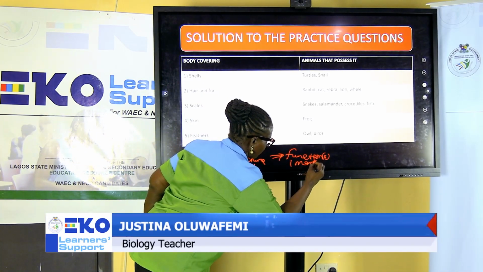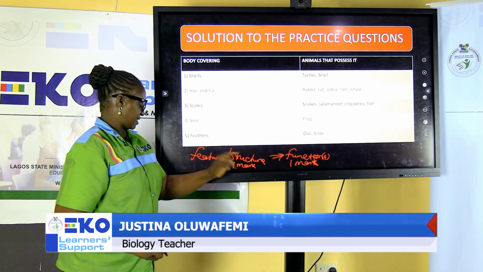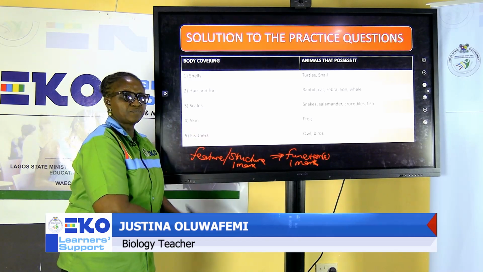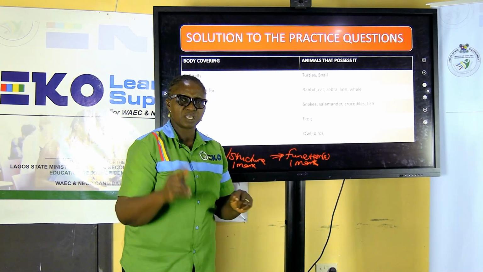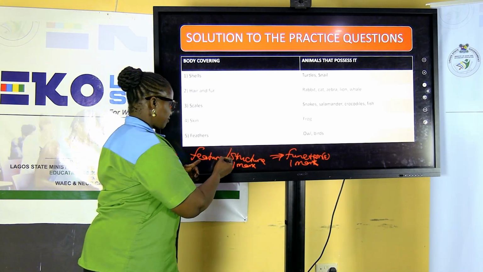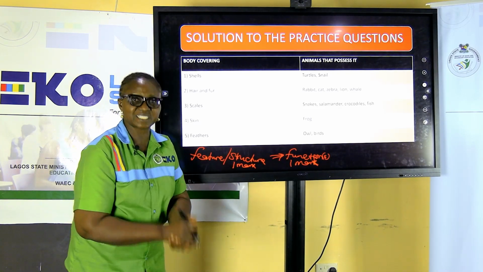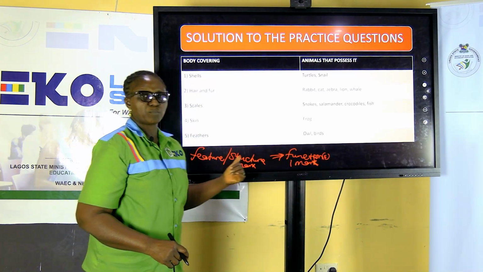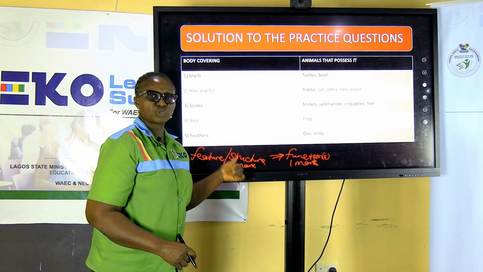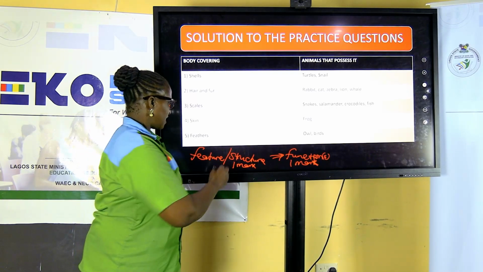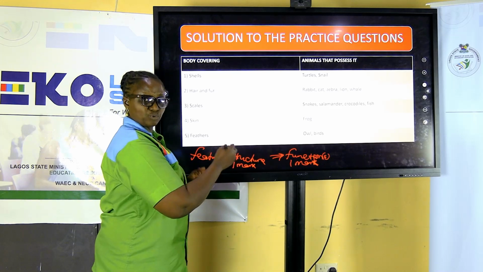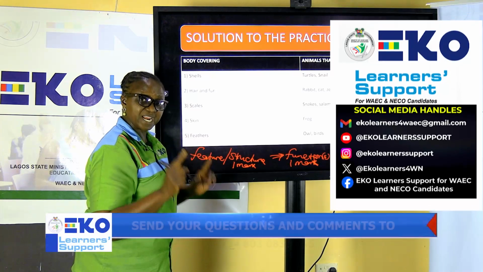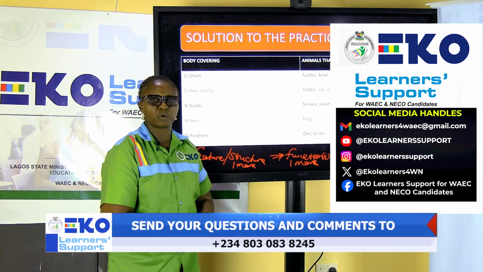So structure and feature on one side, then the other side of it is a function. And it is important to say this: if your feature and structure is correctly stated, but your function is wrong, you will lose the mark for function, but you will score the mark for feature or structure. Note, if feature and structure is wrong, you lose the mark for the function. Spelling is very, very important in biology.